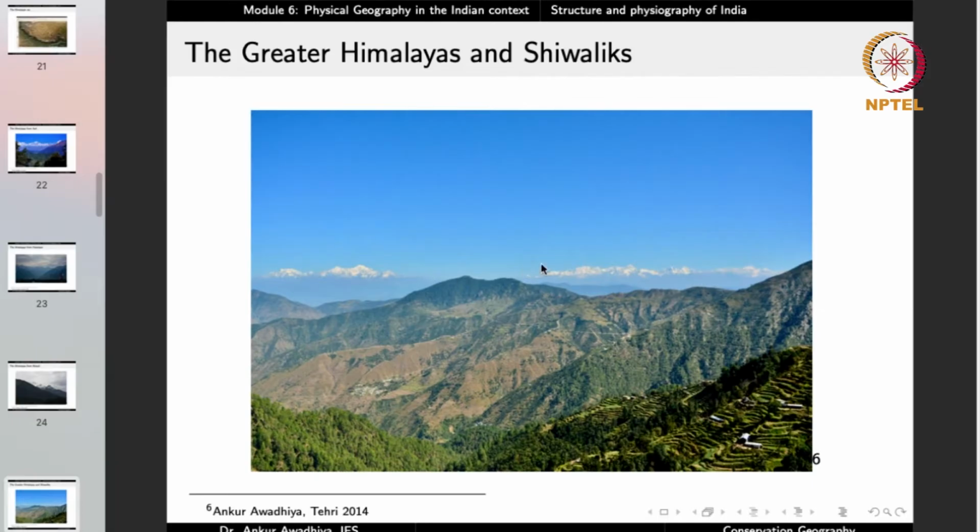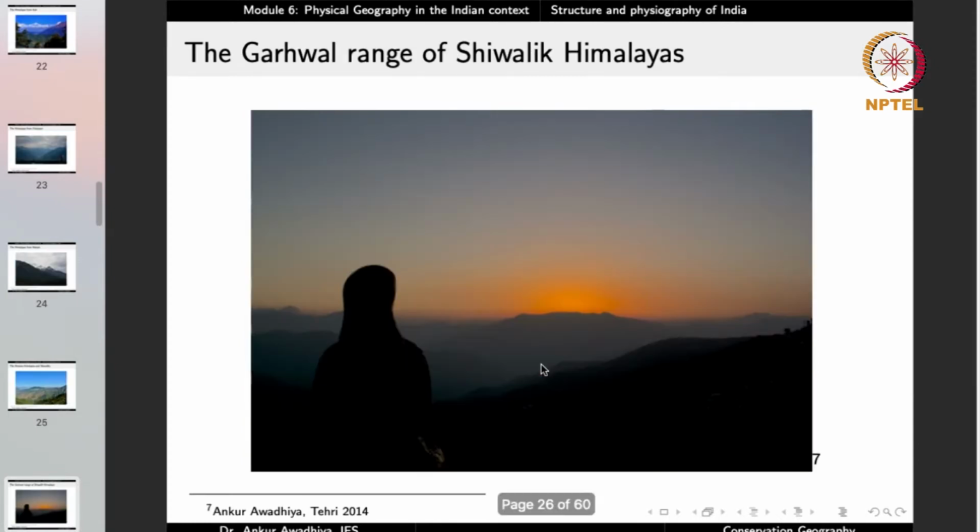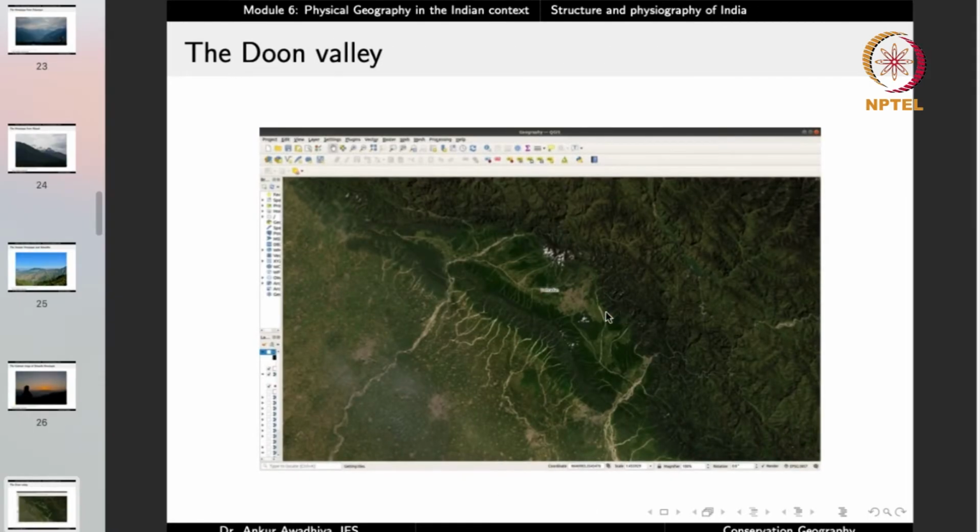These are the Greater Himalayas and these are the Shivalik hills as seen from Tehri. The Greater Himalayas have a higher height and are towards the north, and the Shivaliks are towards the south. This is the Garhwal range of Shivalik Himalayas. Here you will not find snow-clad mountains, you will only find rows after rows of hills. So this is the Garhwal range.